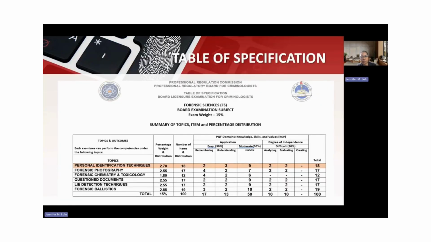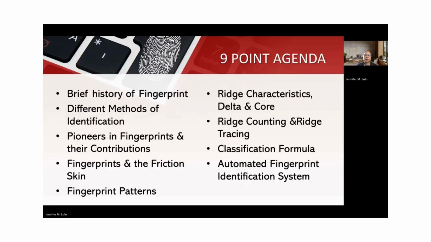So we have here a summary of topics, items, and percentage distribution. Based on our board examination subjects, personal identification technique is one of them under the forensic sciences. It has an exam weight of 15%. So we have a 9-point agenda.